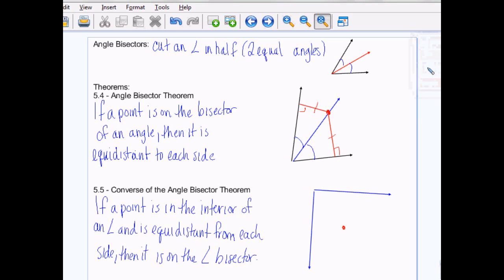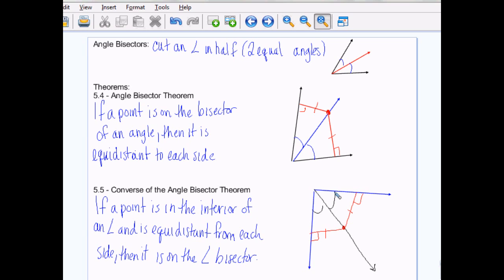And then going in the opposite direction, the converse tells us that if I have an angle and there's a point somewhere inside the angle, so in the interior, not out here on the exterior, and then these distances are the same, that means it's on the angle bisector. So if I were to draw a line through that point, it would bisect the angle.